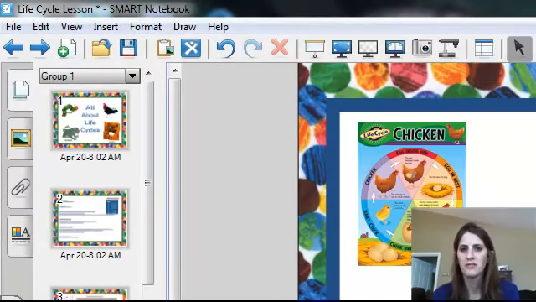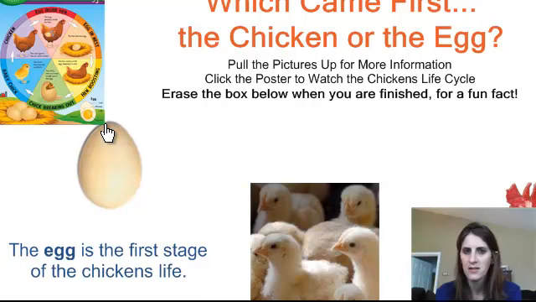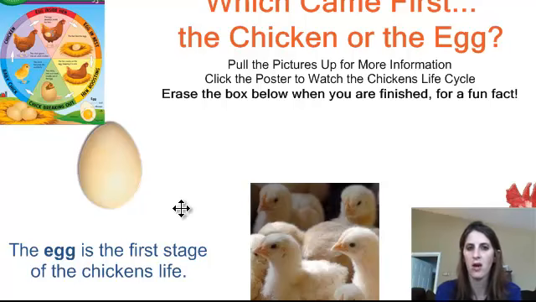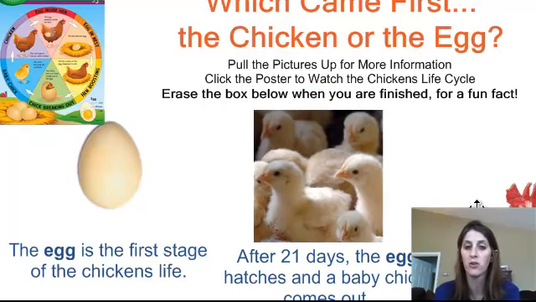This is the next one, obviously chickens, so it talks about birds. Again, you can click on this, and it's an interactive way of putting the bird life cycle together. You can move these, and there's facts. And then at the end, erase the box below when you're finished. I really like this lesson because in each page, it tells you what to do in order to get to all the different things. So pull the pictures up for more information. So your students aren't lost as to what to do, and you're not lost as to what to do. It's very specific about how to use the lesson.